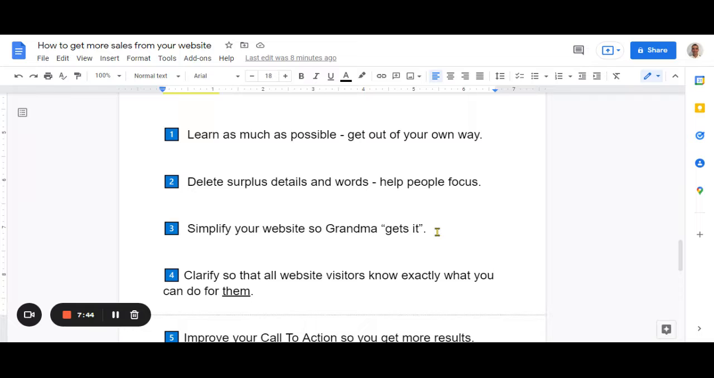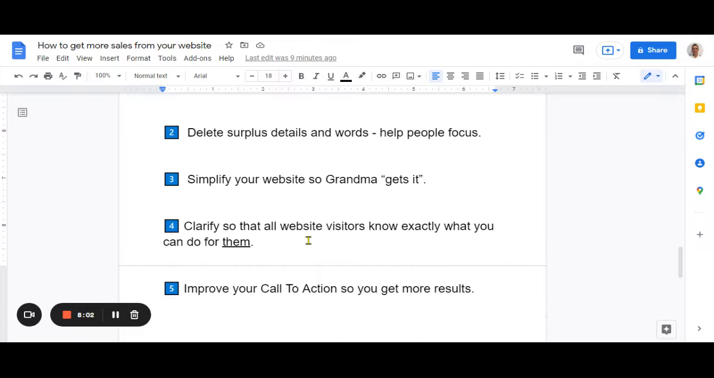Okay, maybe trot it out at Christmas time when grandma's had a few gins, so you get really honest feedback. But I've been a bit colloquial, and it sounds like I'm having a laugh, but this is really important. You want to make it so simple so people understand it, and then they can spread the word for you. Okay, you want to clarify exactly what you can do for them, so that when those hard-earned visitors come to your website, they get it straight away and they know what they will receive from you.